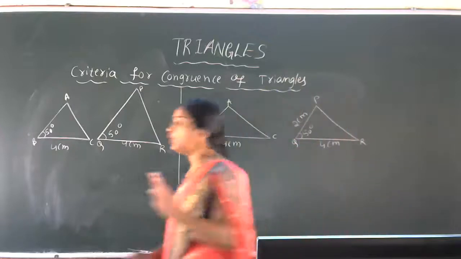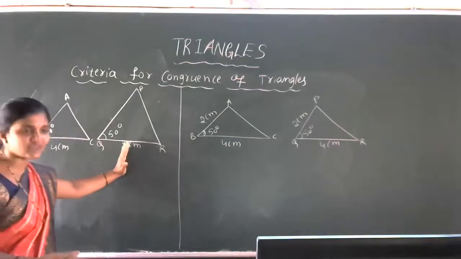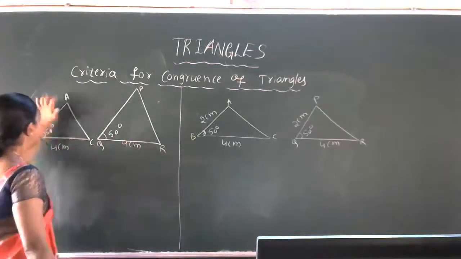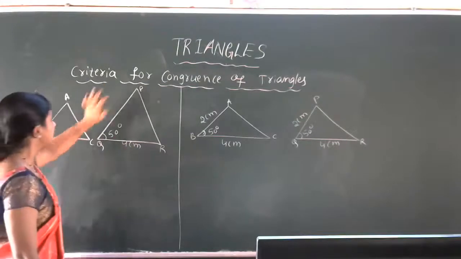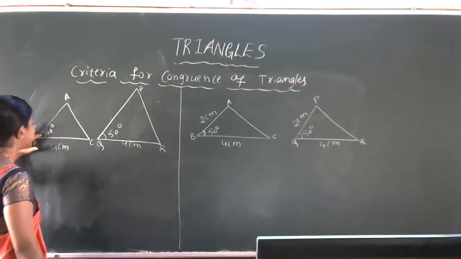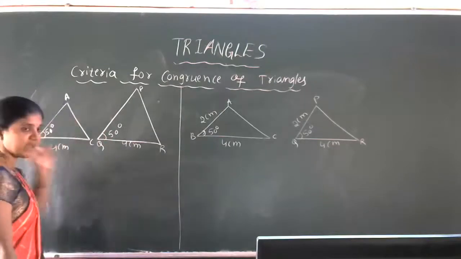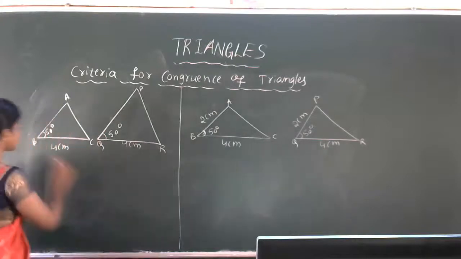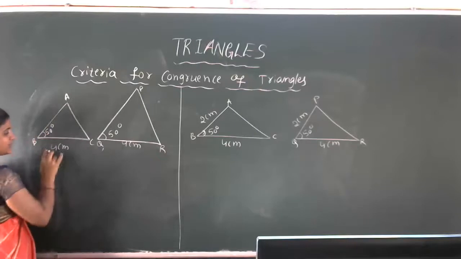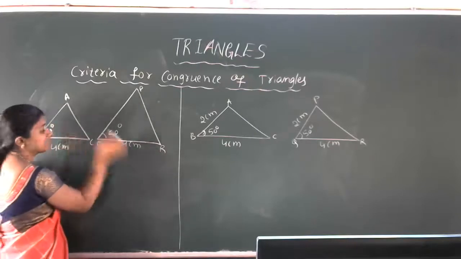Look at this first figure, triangle ABC and triangle PQR. First let us analyze the diagram. Here angle ABC is 50 degrees, angle PQR is 50 degrees. So one property matches. Next, BC is 4 centimeters, QR is 4 centimeters. This angle is equal to this and this side is equal to this.